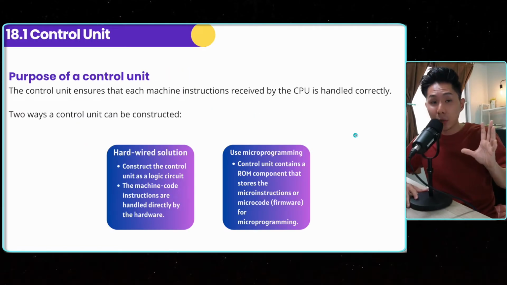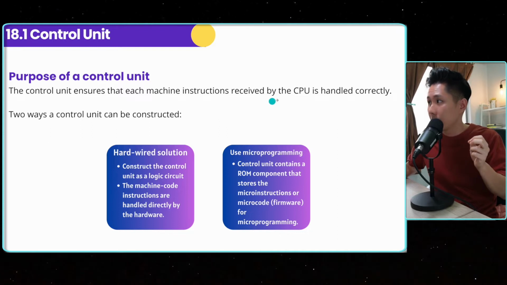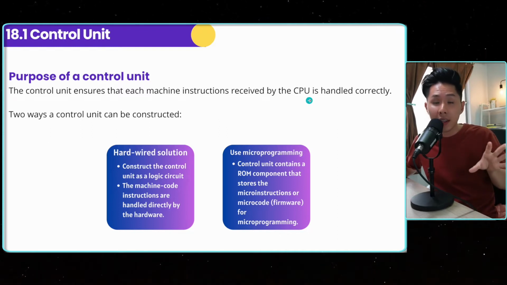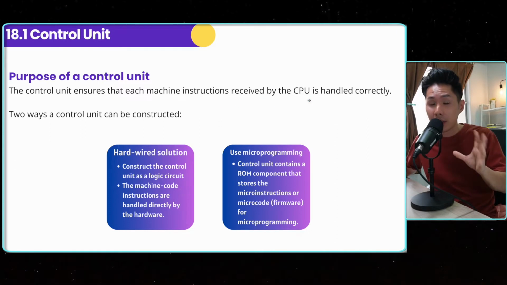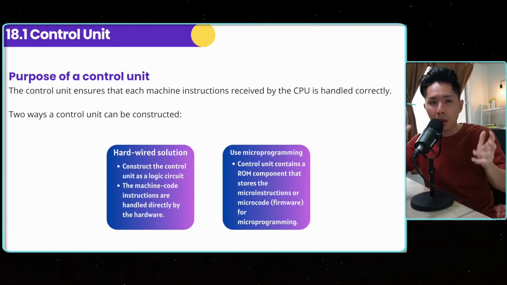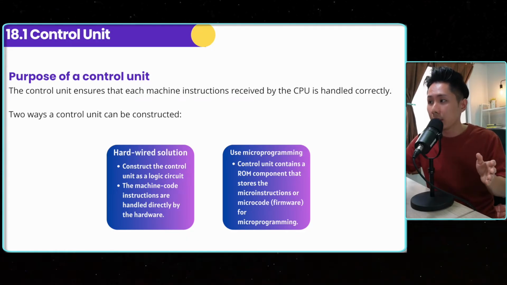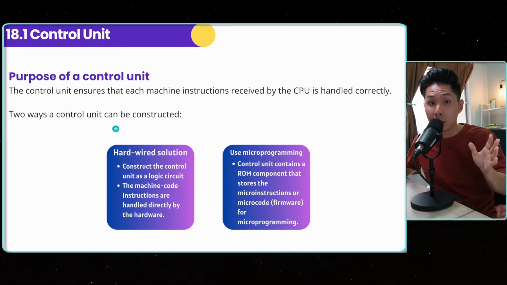Now let's look into the purpose of a control unit. It ensures that each machine instruction received by the CPU is handled correctly. So in Chapter 5, Processor Fundamentals, we talk about how the control unit is like the boss in the CPU. It directs instructions, it directs signals. So there are two ways that a control unit can be constructed.